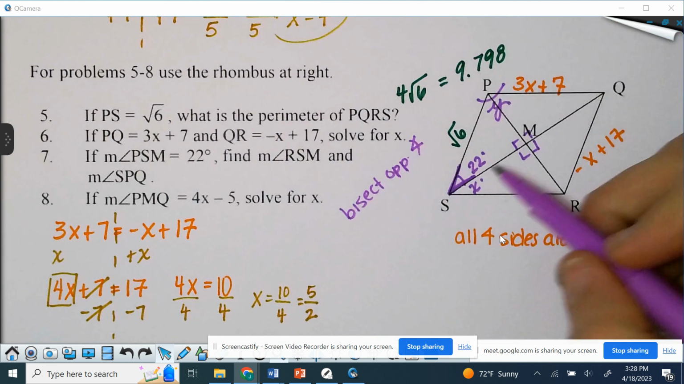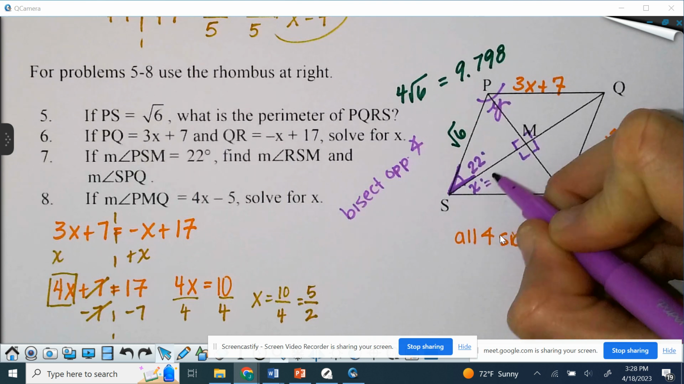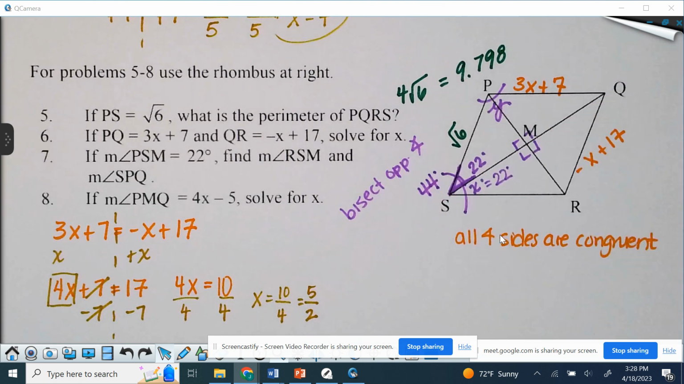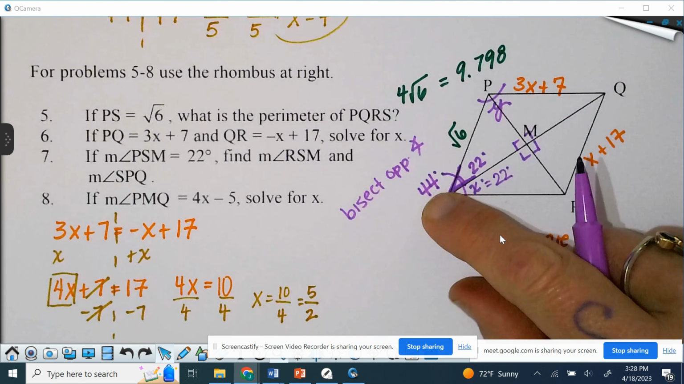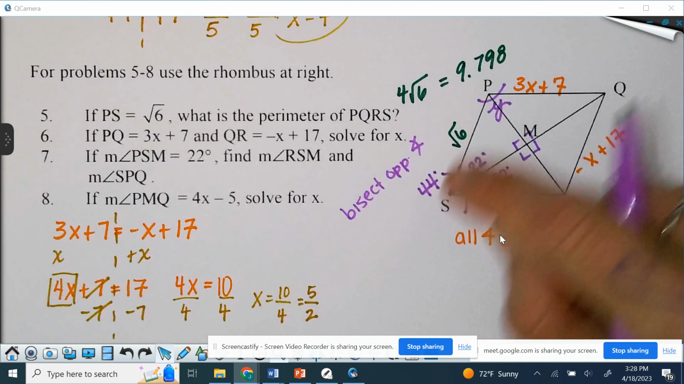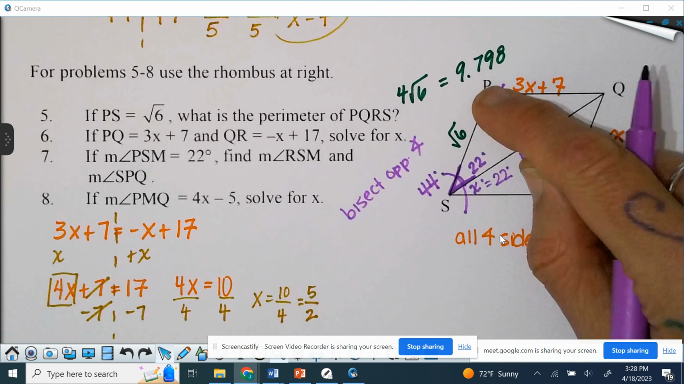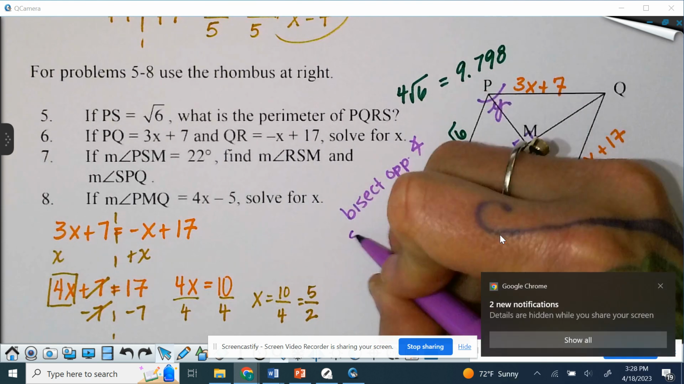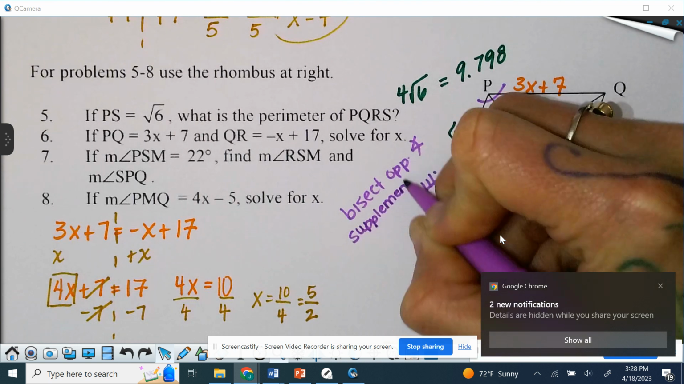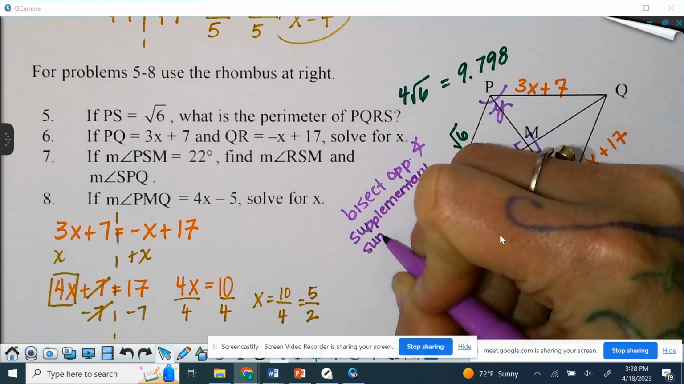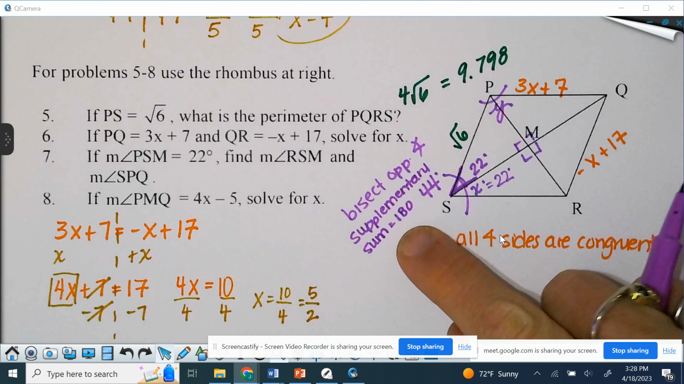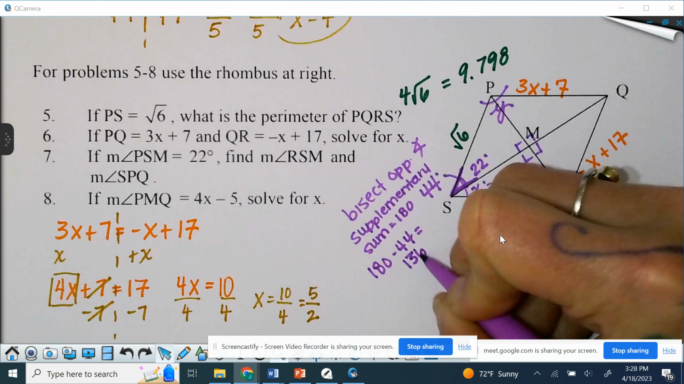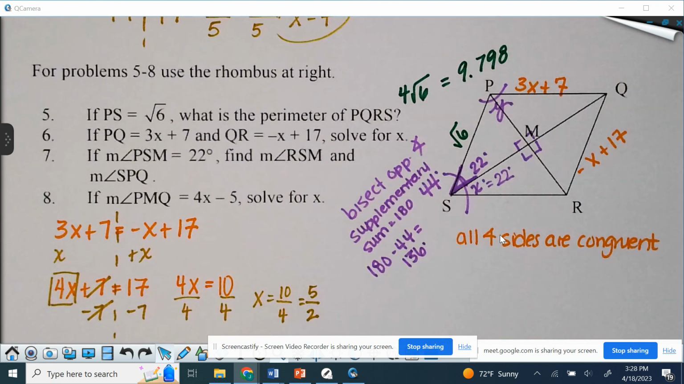So because this is 22, X is also going to be 22, which means the whole angle is going to be 44. And if I know this is 44, we're going to go back and pull that rule from parallelograms that consecutive angles or adjacent angles are supplementary. I think they actually use consecutive now. That sounds better. So supplementary, and supplementary again is equal to 180, so their sum equals 180. So you can take 180 and subtract 44 from it, and that should give me 136. So SPQ, that big angle at the top, is going to be 136.